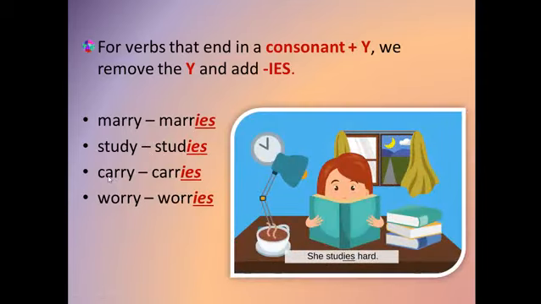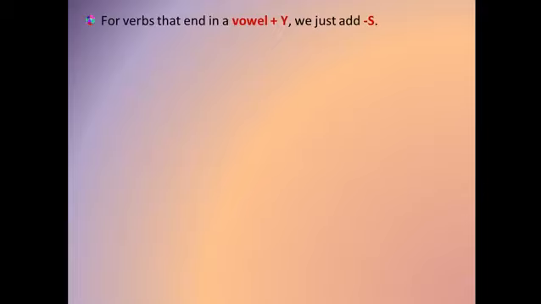Okay, it carries. For example, here also my subject is it, and I have a consonant r and a y, so I remove the y and add ies. Okay, now if my verb ends in a vowel plus y, I simply add an s, and of course with the subjects he, she, and it. For example, he plays. Why?